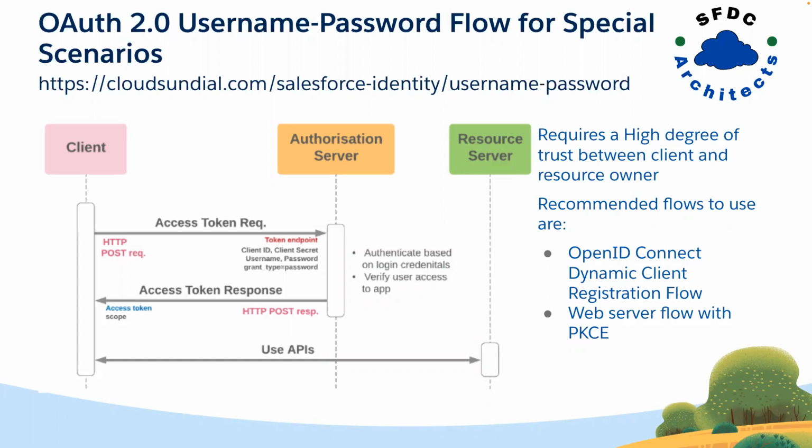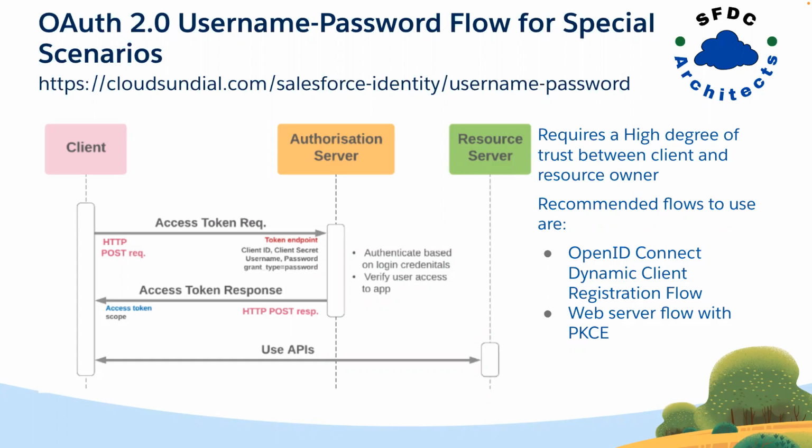Again, it requires a very high degree of trust between the client and the resource server. So you want to make sure that you're not using this with third parties or anything else like that, because that would be problematic. Instead, Salesforce recommends you use one of these two flows: either the OpenID Connect dynamic client registration flow, which we're not going to talk about today, we're going to talk about it next week, or the web server flow with PKCE.